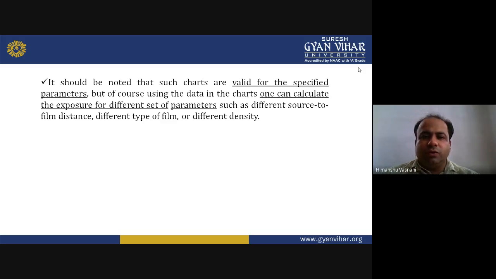Okay, so these charts can be helpful for calculating the exposure for different sets of parameters. Okay, so they've given you just these two examples that I've shown you.